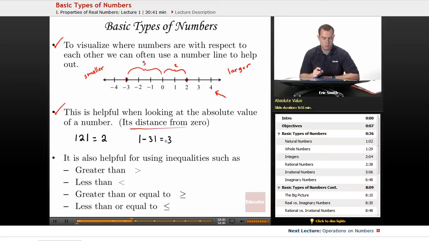Now you might develop some shortcuts and say, wait a minute, the absolute value just takes the number and always makes it positive, and that's okay. That's the way it should work. That's because our distances are always positive.